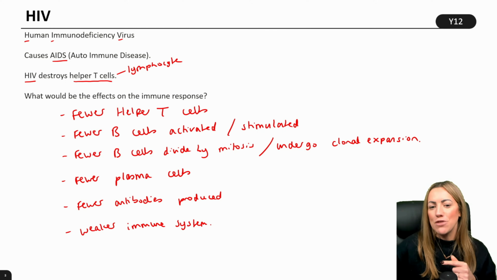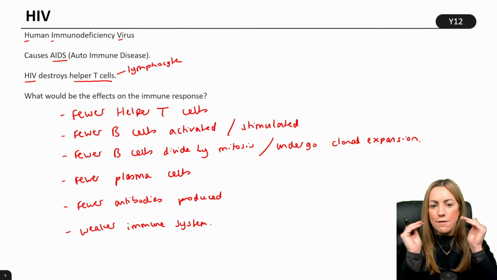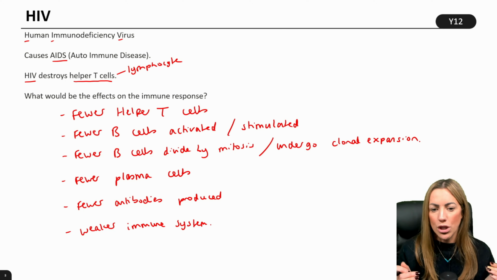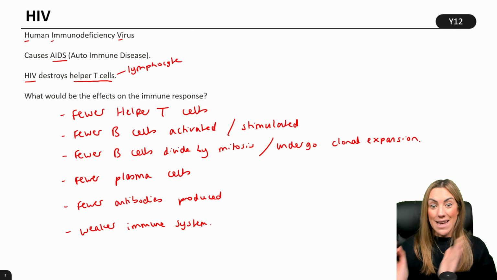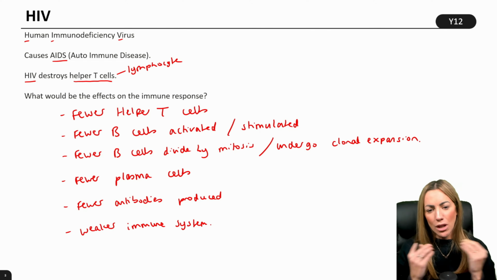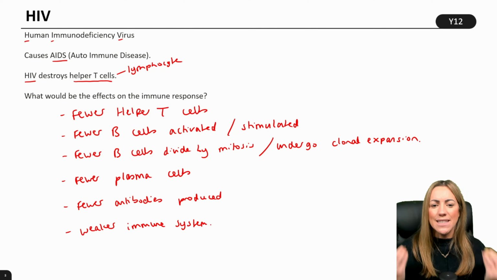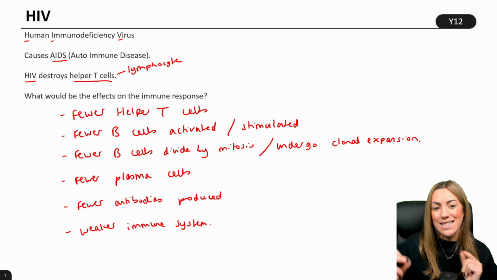Now, this is good revision on immunity if you have done this already. With helper T cells being destroyed, fewer helper T cells to activate the B cells. So fewer B cells divide by mitosis or undergo clonal expansion. Fewer B cells will differentiate into plasma cells. Fewer plasma cells to make antibodies means less antibodies. And basically, we've got a far weakened immune response, okay? And AIDS occurs when the helper T cell number has got low enough that this individual is then going to suffer from lots of infections that could potentially be fatal because the immune response is so weak.